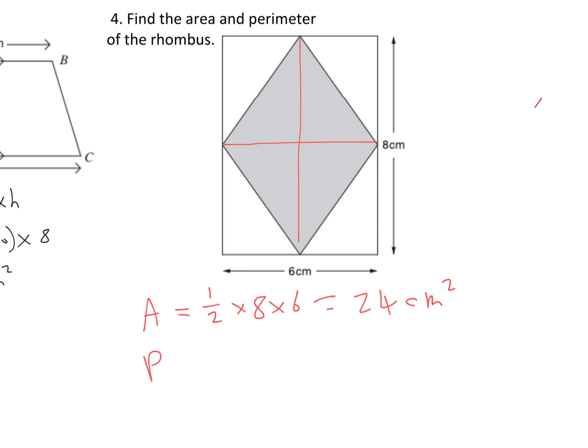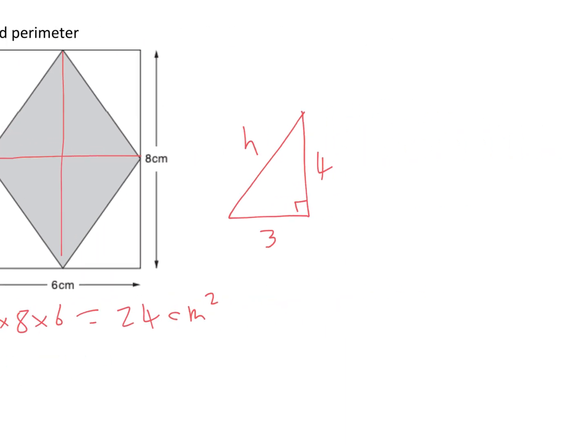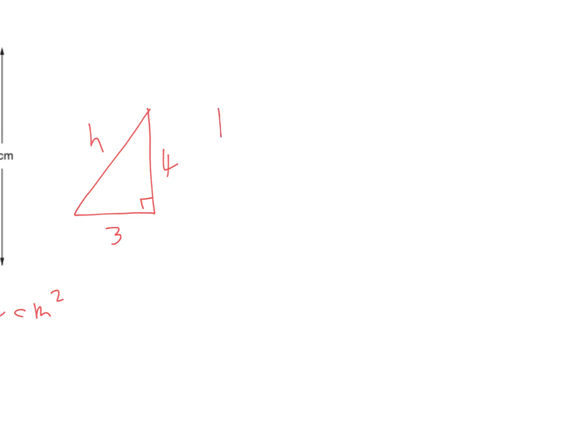Let's consider the bottom right triangle. This one here. The whole way up is 8, so the height of that triangle would be 4. And then the whole way across here is 6, so the base of that triangle would be 3. We want to find out this diagonal or slant, and I'm going to call that h because it's the hypotenuse. It's the longest side of that right angled triangle. And at the side here, I'll work out h.